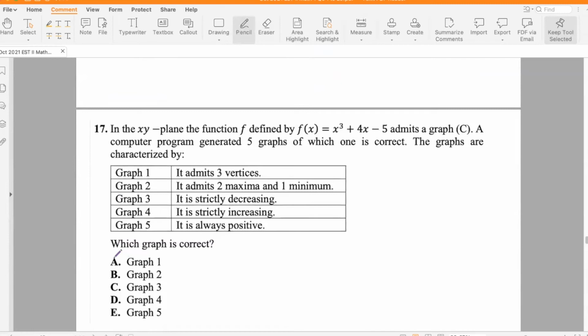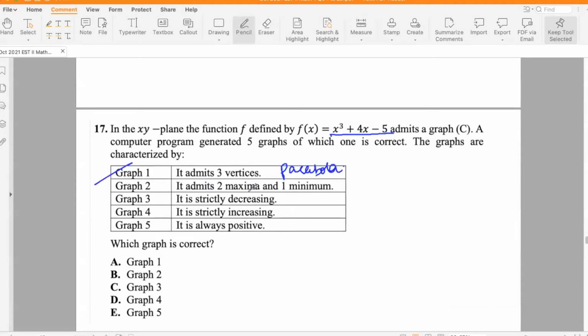In the xy plane, the function f defined by f(x) = x cubed + 4x minus 5 admits a graph C. A computer program generated 5 graphs of which one is correct. The graphs are characterized by these. Which graph is correct? Okay, so it's x cubed + 4x minus 5. The concept of a vertex will only apply to a parabola, right? Which is a quadratic function, so it can't be graph 1.